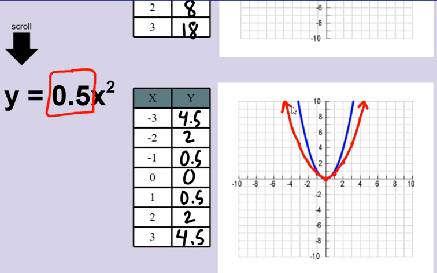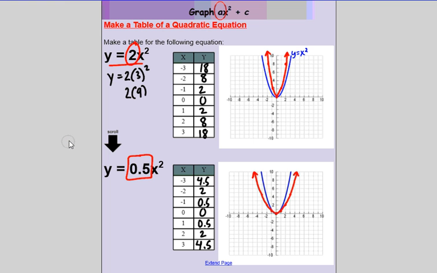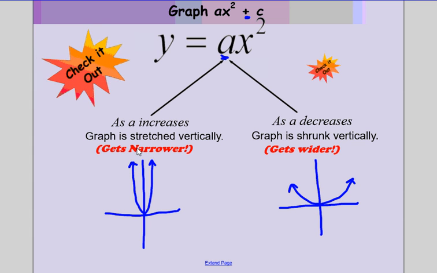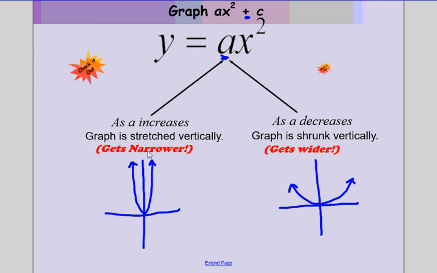So I can see, what does A do? A is going to affect the steepness of the graph. As A increases, the graph gets narrower. As A decreases, it's going to make the graph wider. So A affects the steepness. It's like the slope, but we can't say the slope. Don't use the word slope for this because these are not lines.